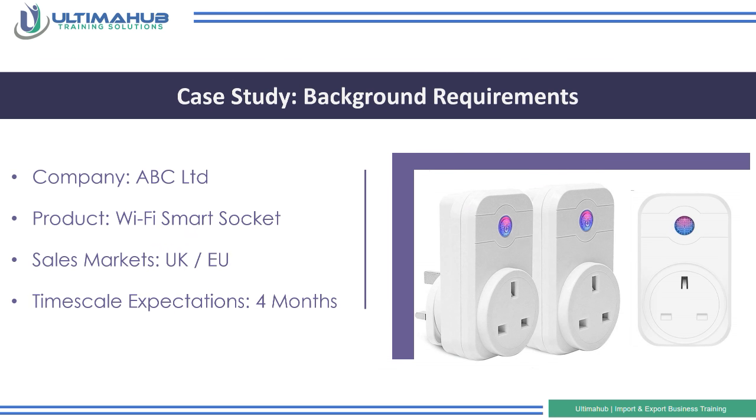So moving on, here's a background of the company requirements. This is as it came in. We're not going to give the company name, obviously, so we're just calling them ABC Ltd. It's a Wi-Fi smart socket. Their target market was UK, EU. Obviously the UK is part of the EU at the moment, but as we all know, the Brexit thing could well happen. It seems to be on the cards, maybe not.